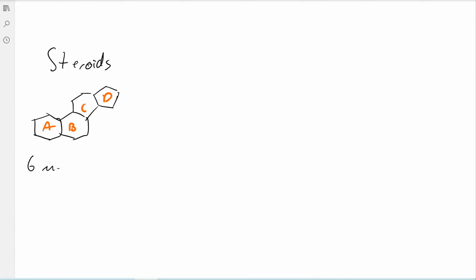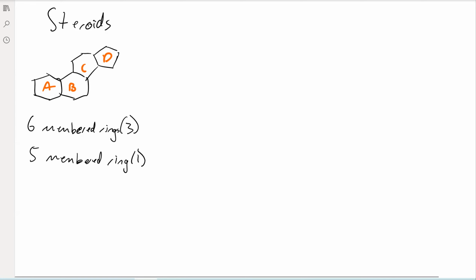So the 6-membered rings are cyclohexanes, and there's 3 of them, and then there's a 5-membered ring. And there's 1 of them.